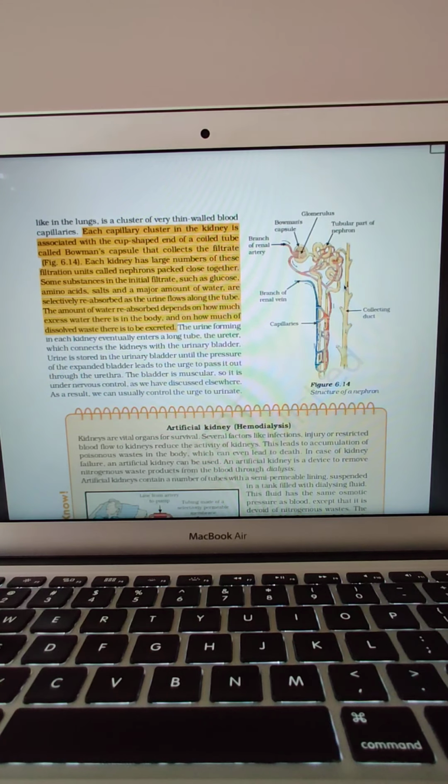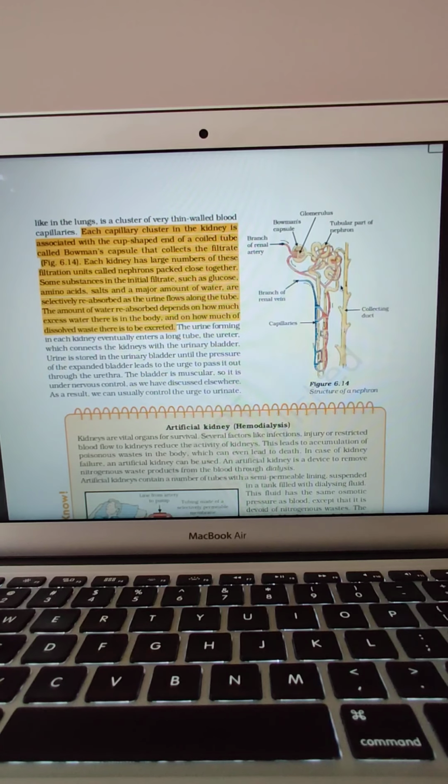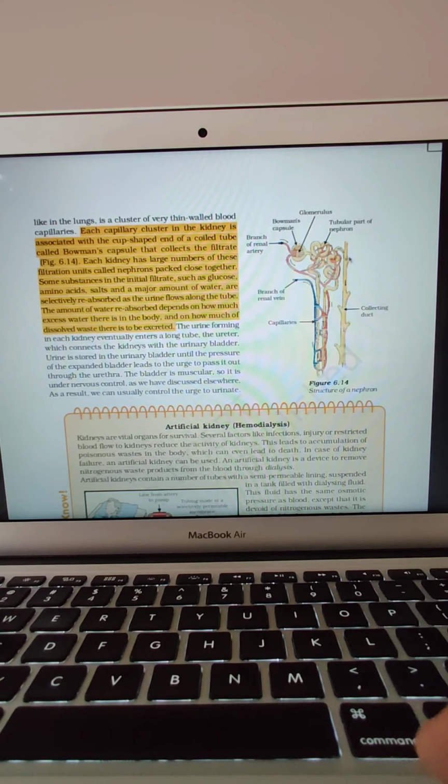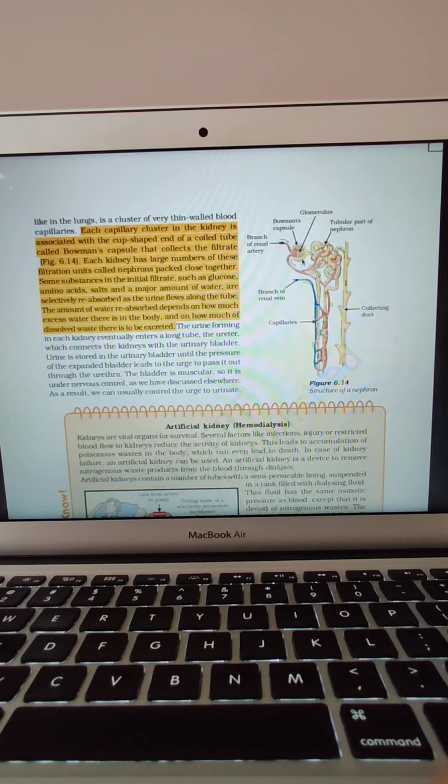Just see the structure of a nephron, that it consists of a cup-shaped structure called Bowman's capsule. This is a tubule which is called the ascending one. This is called ascending. Why? Because the fluid or the urine ascends here. And this is called the descending tubule, which finally goes and joins into the collecting duct. So here you can see that each capillary cluster in the kidney is associated with the cup shape and a coiled tube called what? A Bowman's capsule.